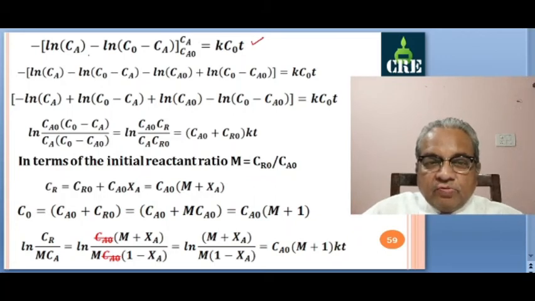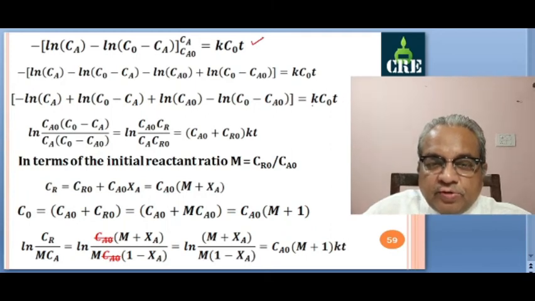So substitute the upper limit first. The first two terms remain exactly the same as this, and this is equal to CA0. So minus ln of CA0 plus ln of C0 minus CA0. C0 minus CA0 is equal to K C0 T. With this minus sign, you multiply all the terms in the bracket. So minus ln of CA plus ln of C0 minus CA plus ln of CA0 minus ln of C0 minus CA0 is equal to K C0 T.